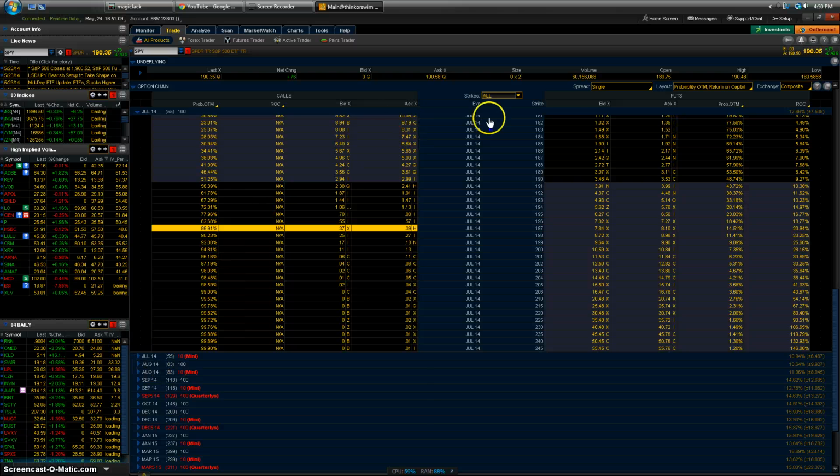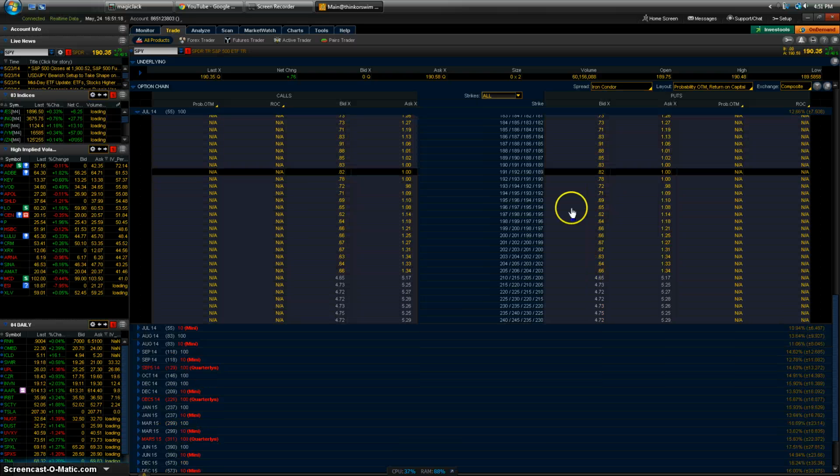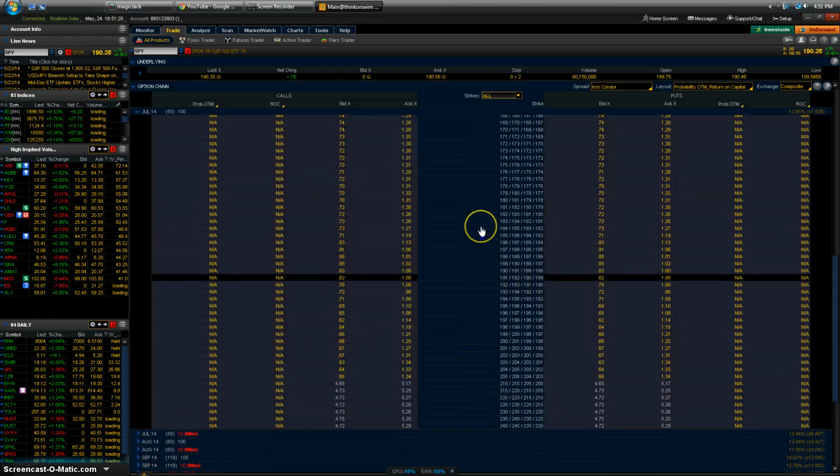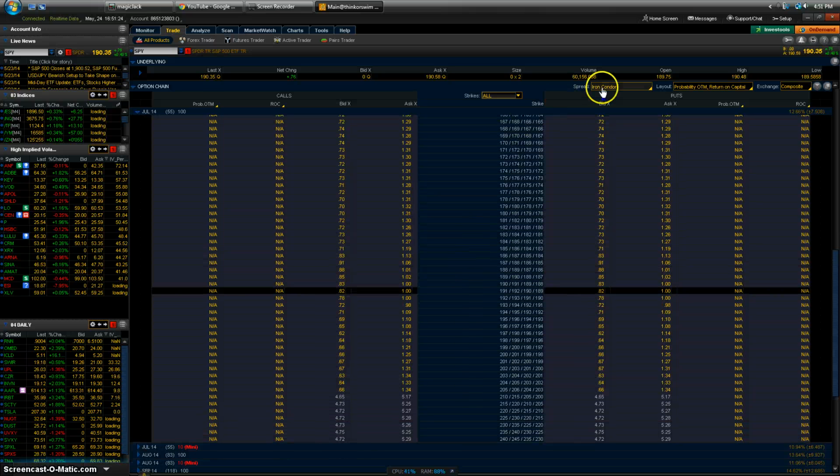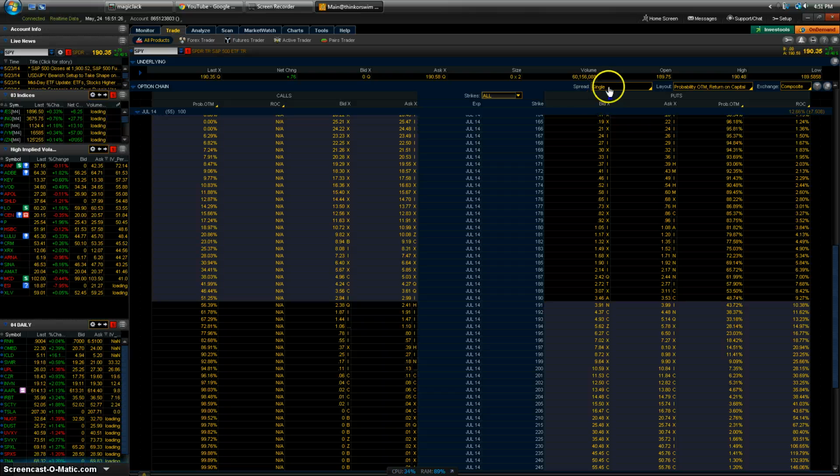Oh, up here, spread. You can go single spreads, verticals. You can even break down these strike prices by iron condors, which are standard iron condors, and it'll show you the strikes already, and you can pick one. I don't really use that too much though. I find if you do it this way, it helps you learn as well.